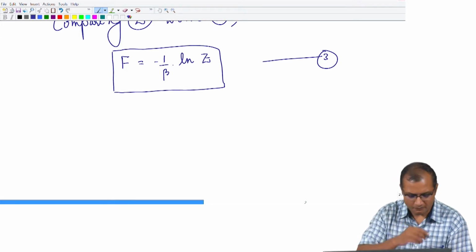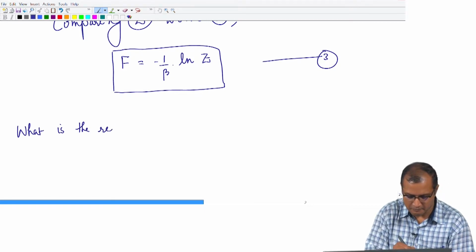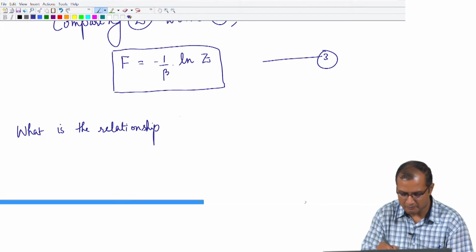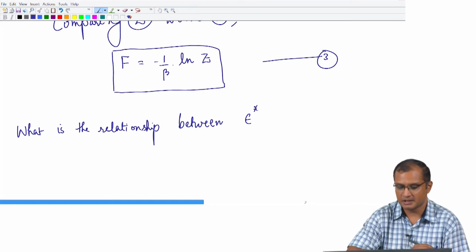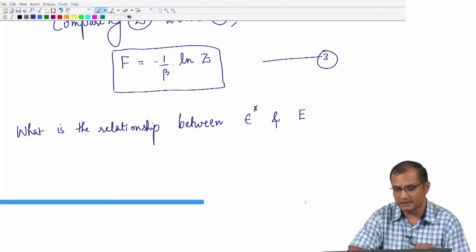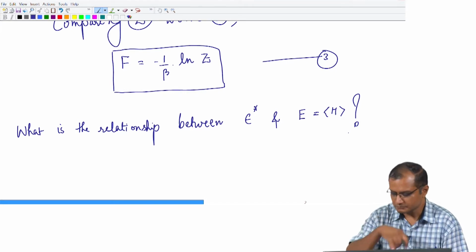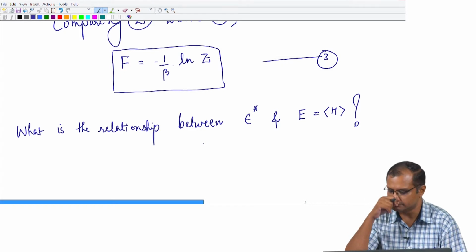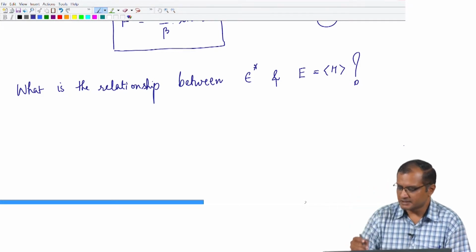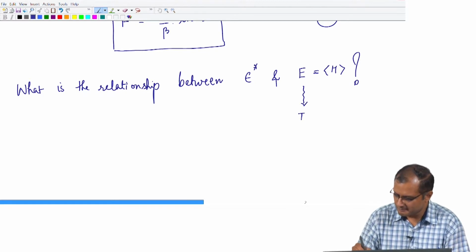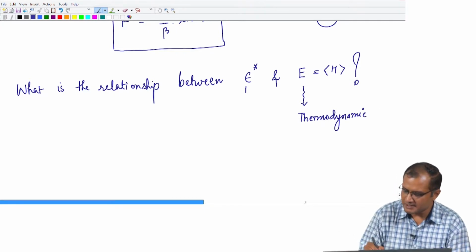Now, you would be wondering what is the relationship between the energy that minimizes free energy and the average energy that I have just derived, which is nothing but the expectation value of the Hamiltonian. Well, I have already indicated that this E star is the same as E, but if you want to study this in more detail, see, this is the thermodynamic energy or the average value of the energy, and this is the most probable energy.